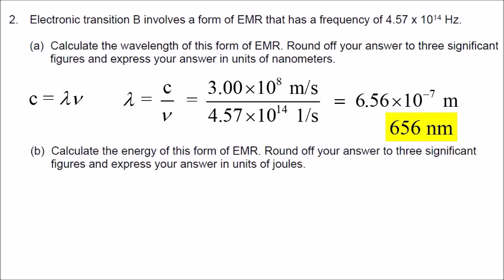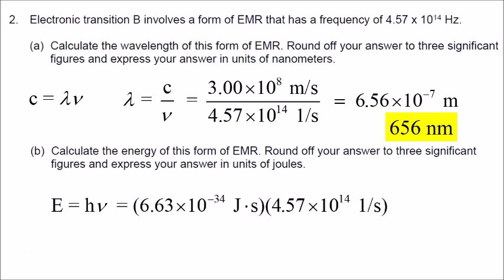Now, on to part B. Calculate the energy of this form of EMR. Let's just use the Planck's constant equation. Multiply Planck's constant times the frequency that was given in the problem, and the seconds will cancel out. We get our answer in units of joules. 3.03 times 10 to the negative 19 joules.